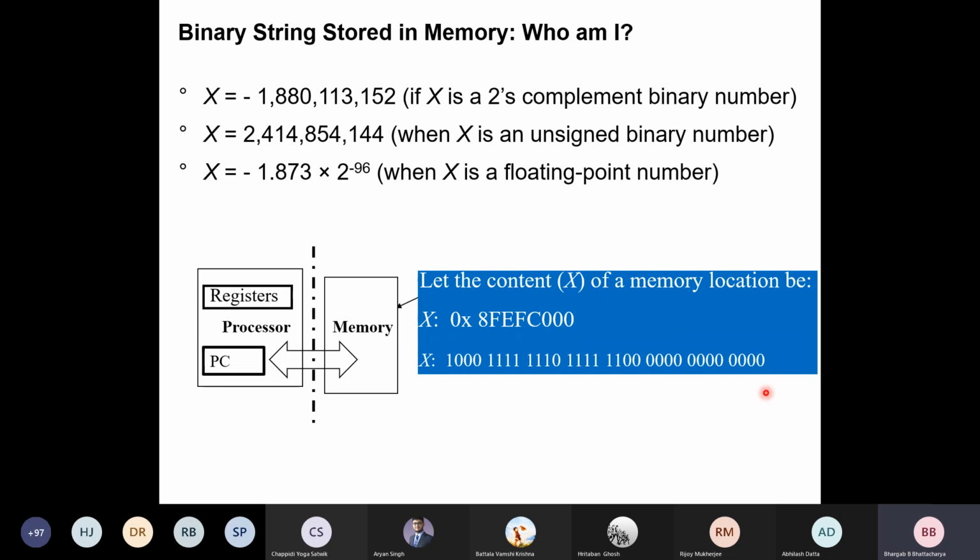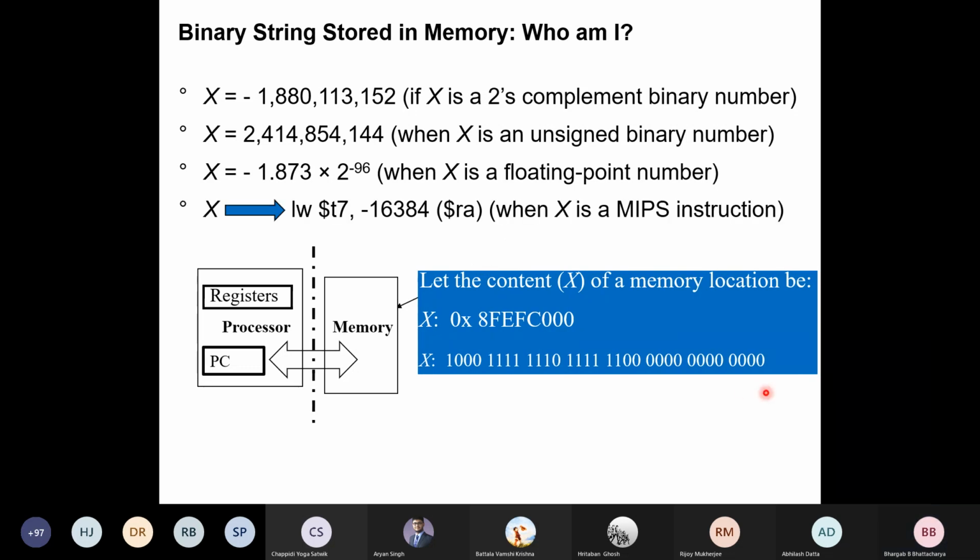This could be an instruction also. And in MIPS language, this bit string represents this instruction. Load word $t7. That means this is a register, and this is an offset value, minus 16,384, and this is another register. So how do you see this? There is an identity crisis. Now, how does the machine know how to interpret this string? And depending on the interpretation, appropriate action is to be taken, right?